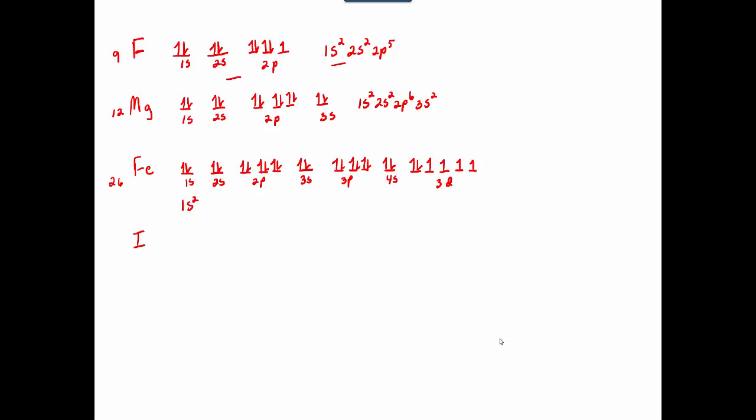2 electrons in the 1s, 2 electrons in the 2s, 6 electrons in the 2p, 3s2, 3p6, 4s2, 3d, 2, 3, 4, 5, 6, 3d6. So that's the electron configuration for iron.